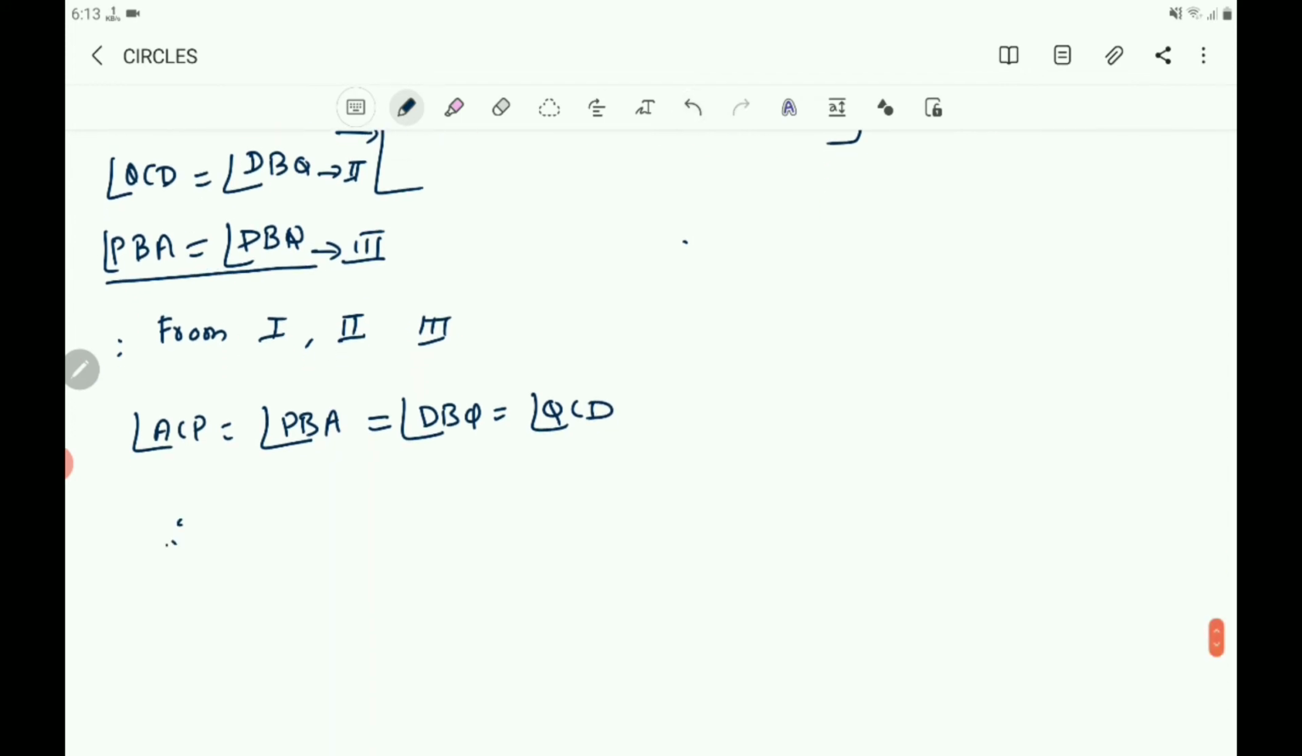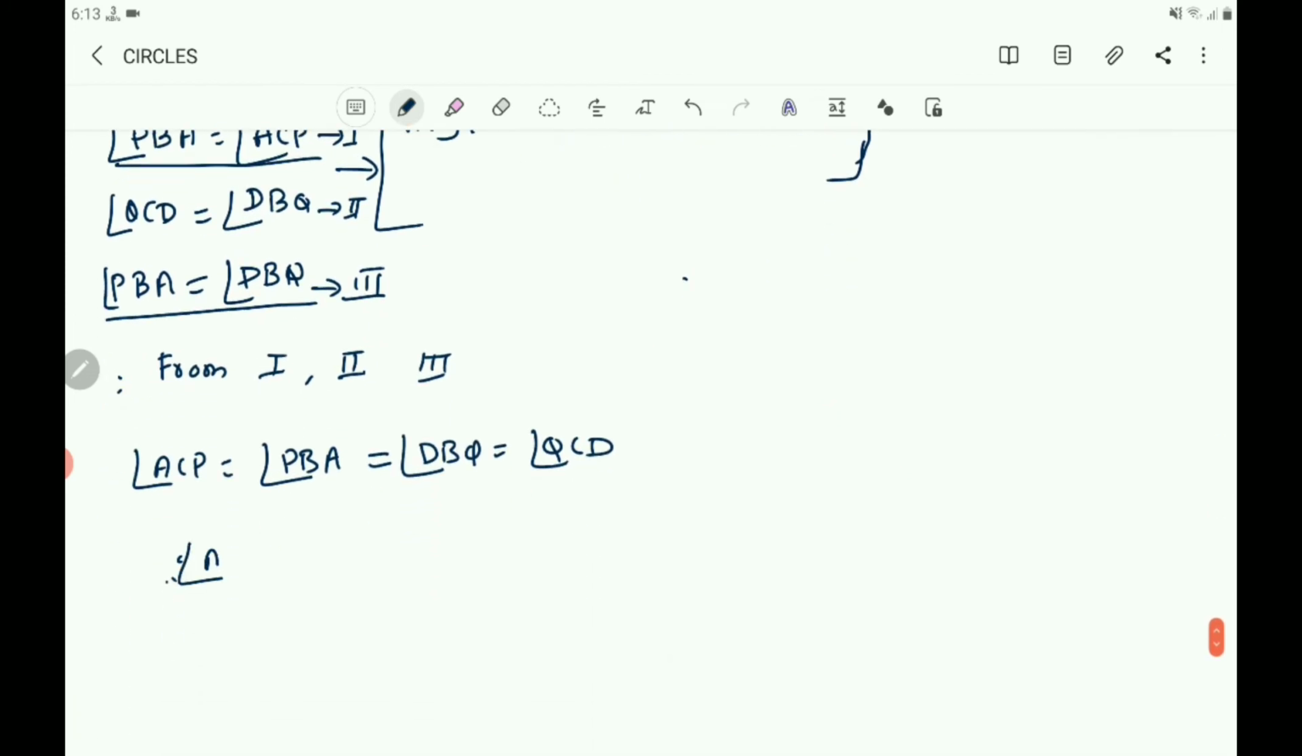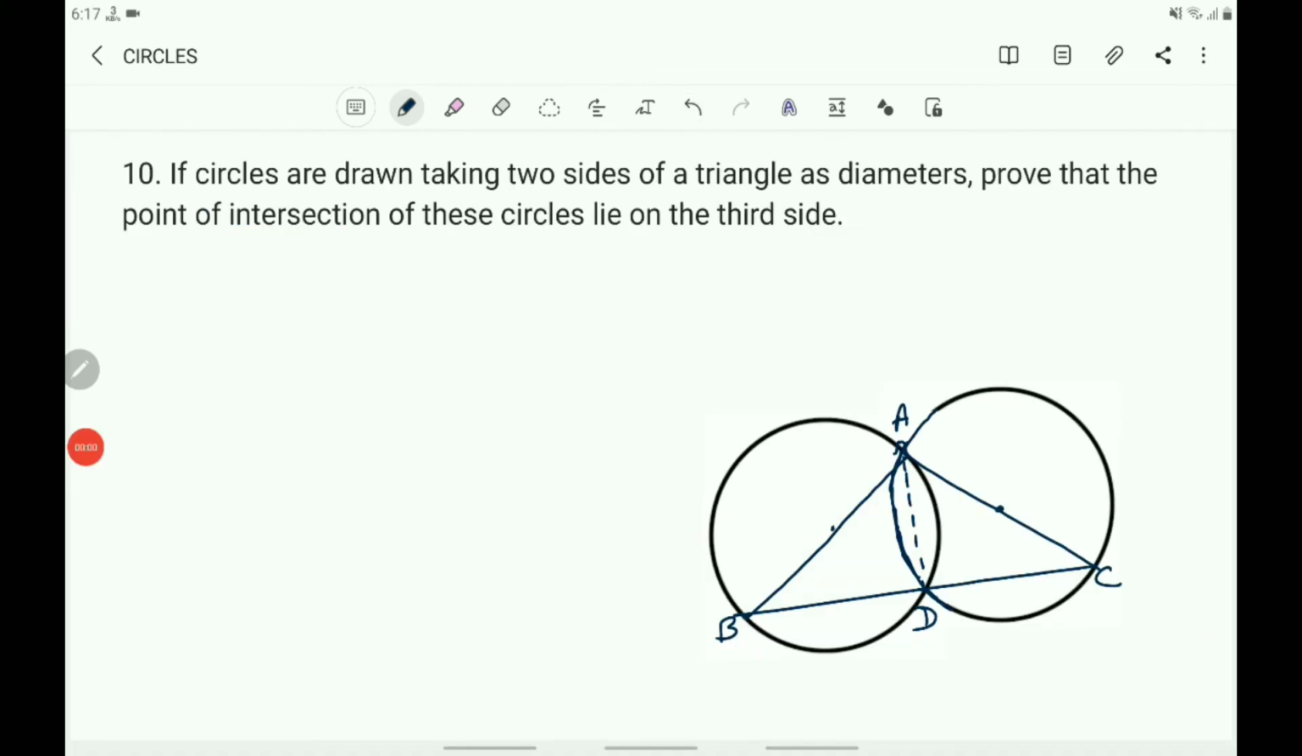Therefore angle ACP equals angle QCD. All the four angles are equal, you got here, and these two are equal. Now let us take the 10th question.